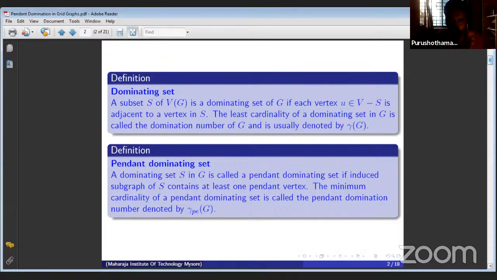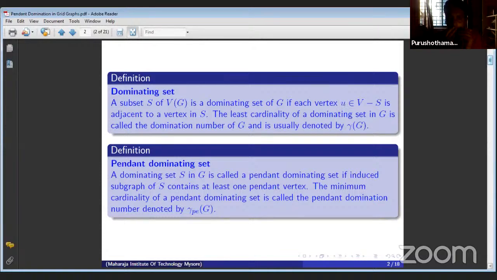So S is a subset of the vertex set of any graph G. S is a dominating set if each vertex in V minus S is adjacent to a vertex in S. The least cardinality of a dominating set in G is called the domination number of G, usually denoted by gamma of G. This is the definition of a dominating set.